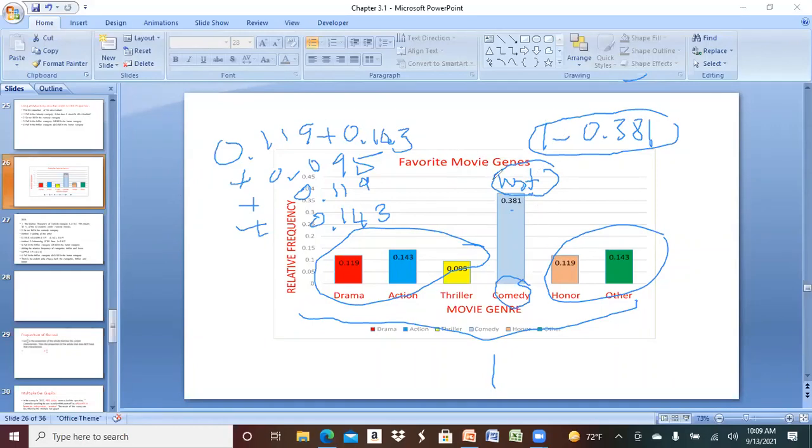Any question about this problem? Because when you add together everything, you will get 1. The sum of the relative frequency is 1. So when finding the not falling in this one, we have 1, you subtract this one. And then or you can add all the different ones. That is how to find the not falling in the comedy.